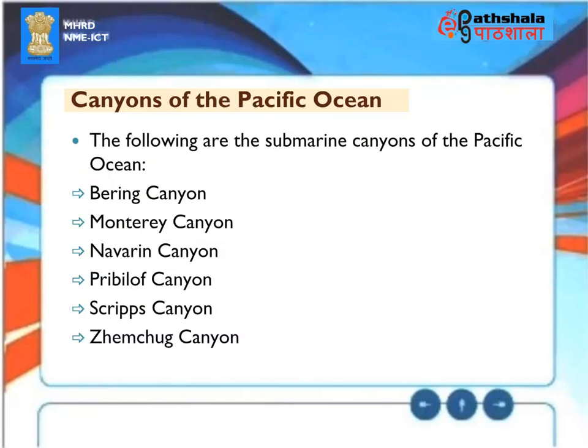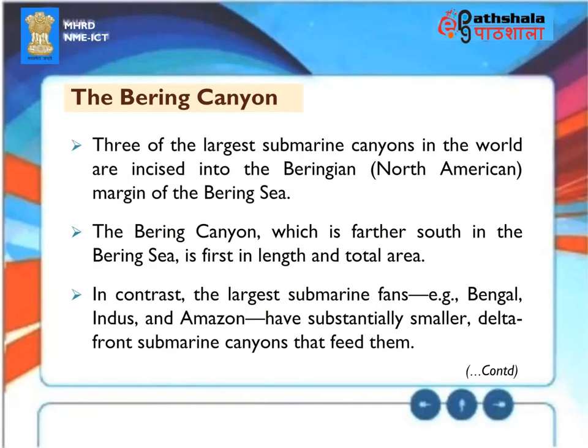Canyons of the Pacific Ocean. The following are the submarine canyons of the Pacific Ocean: Bering Canyon, Monterey Canyon, Navarin Canyon, Pribilof Canyon, Scripps Canyon, Zemchug Canyon. The Bering Canyon. Three of the largest submarine canyons in the world are incised into the Beringian, North American margin of the Bering Sea. The Bering Canyon, which is farther south in the Bering Sea, is first in length and total area.